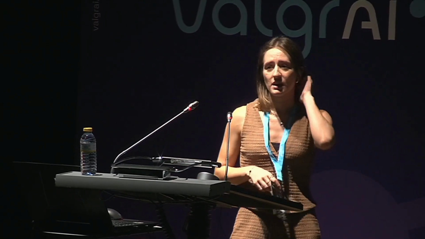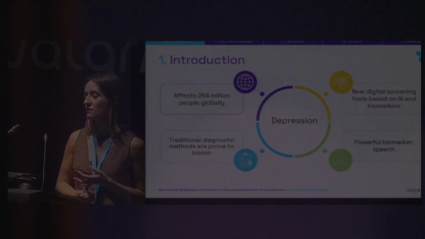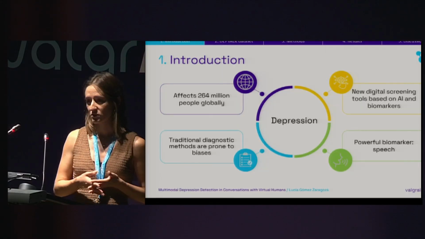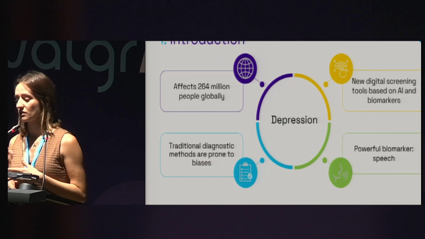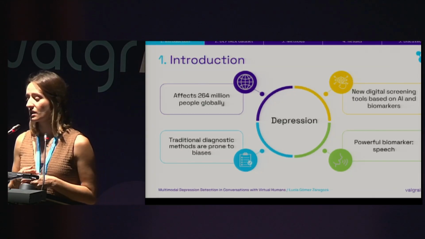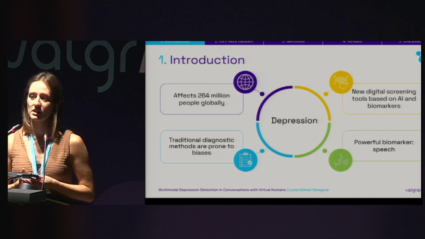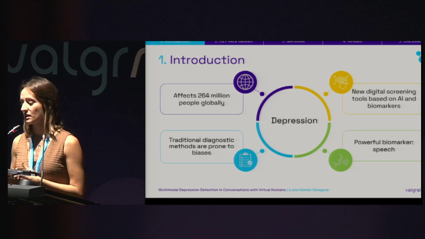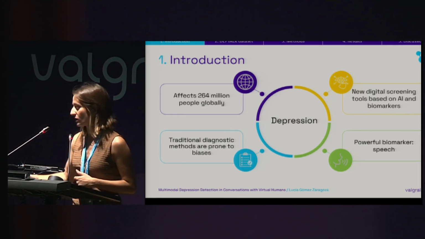So depression is a major public health concern that affects more than 200 million people globally, and traditional diagnosis methods include interviews and self-report questionnaires, but these methods are prone to bias. However, nowadays, with the new advances, there are more and more digital tools that use AI and biomarkers to detect depression. And among the different biomarkers used in the literature, speech is a very powerful alternative because it provides information into the individual mental states.